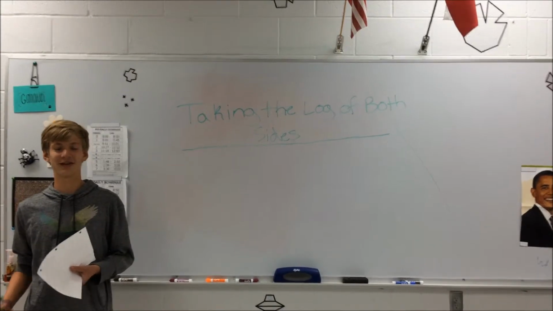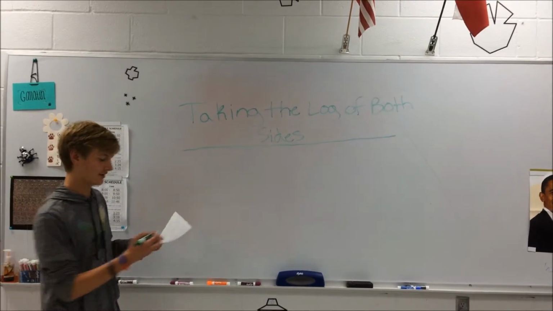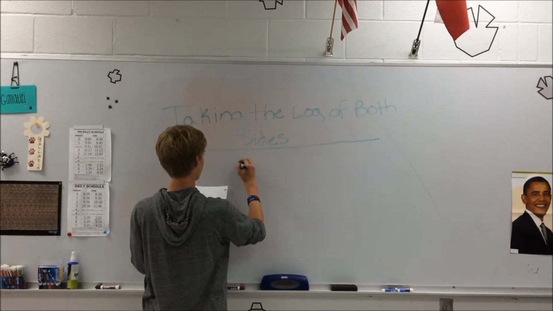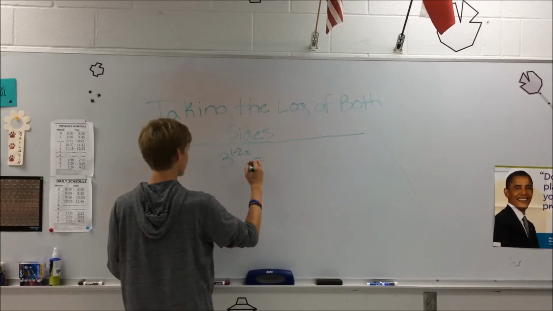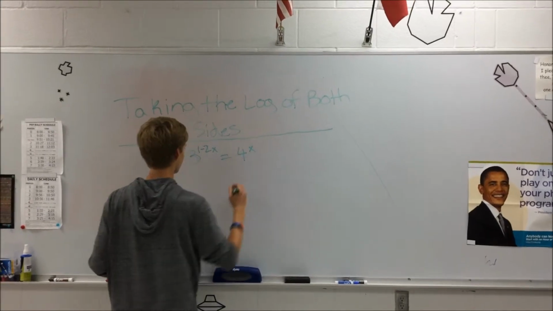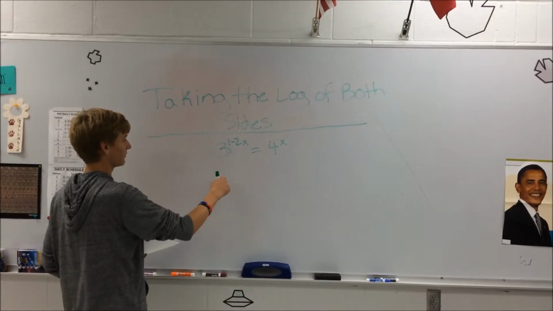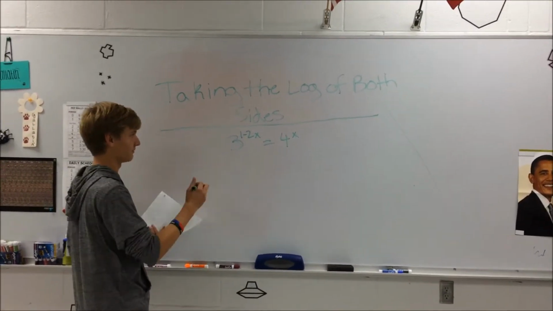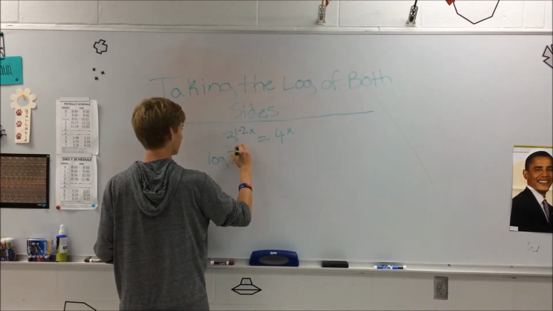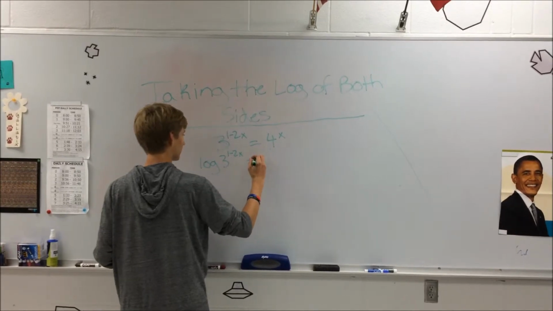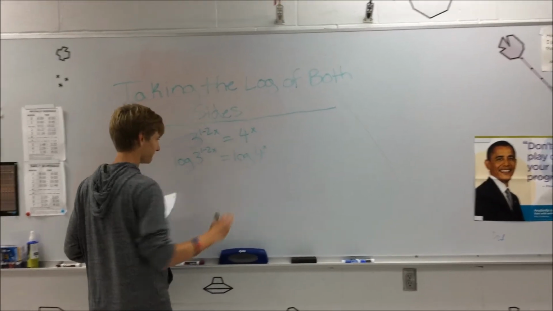And so our next method for solving exponential equations is taking the log of both sides. So let's do a practice problem. 3 to the 1 minus 2x equals 4 to the x. So taking the log of both sides, you pretty much either stick log base 10 or ln, which is natural log, in front of both sides. So log base 10 of 3 to the 1 minus 2x equals log base 10 of 4 to the x.